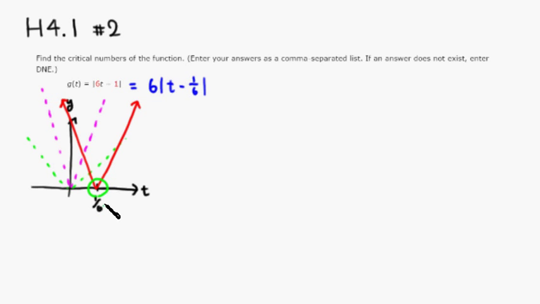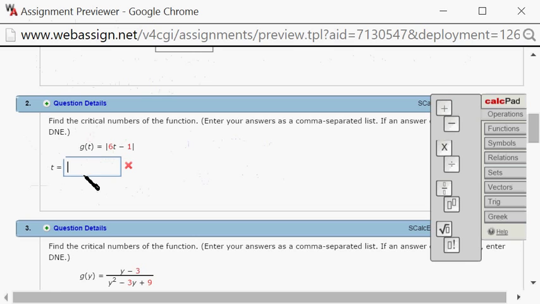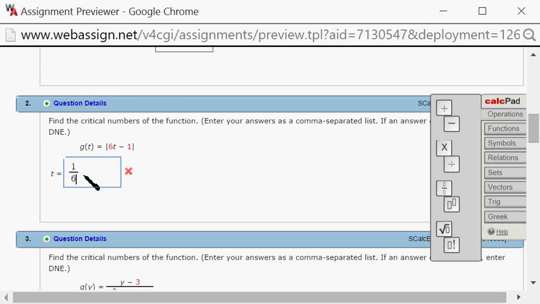So when t equals 1/6, the derivative doesn't exist. We know that g prime of 1/6 is undefined, which makes t equals 1/6 a critical number. So let's type it in, and this is going to be 1/6.